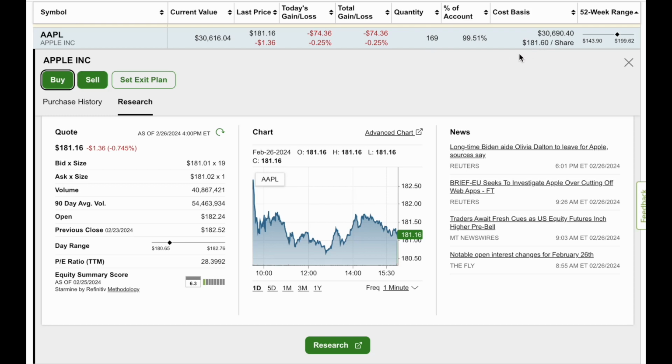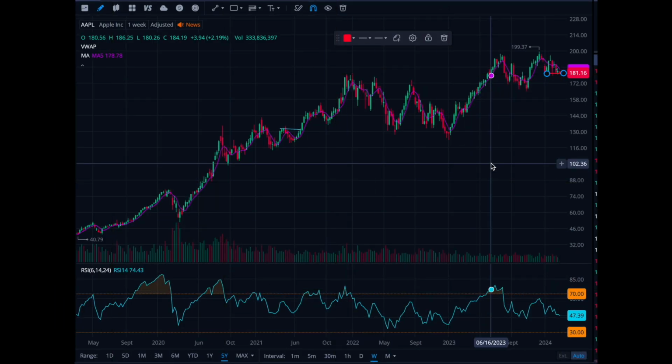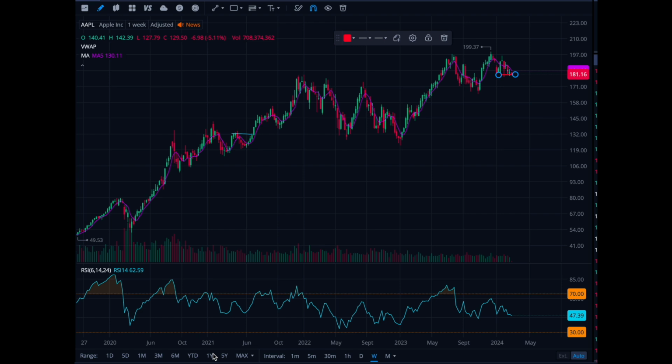But look at the chart. Let me show you where I'm at so you can get a good idea and where my stop loss is, which is 179. But let's break it down on the charts. So why did I take this trade? Let's look at Apple on the 1-year chart.